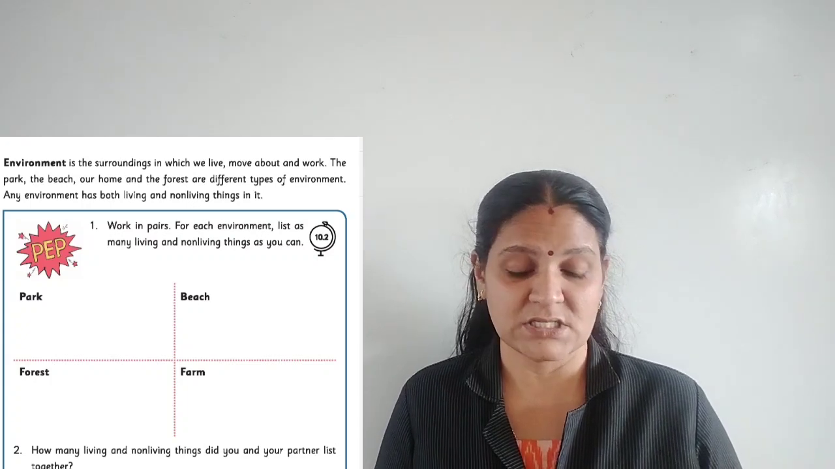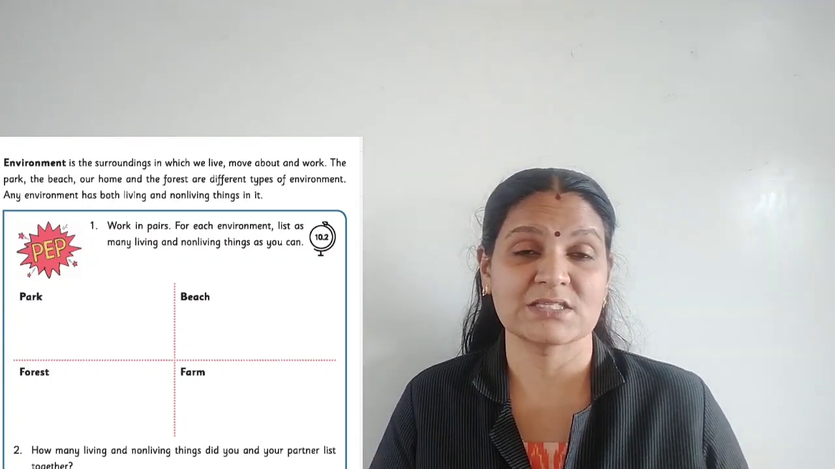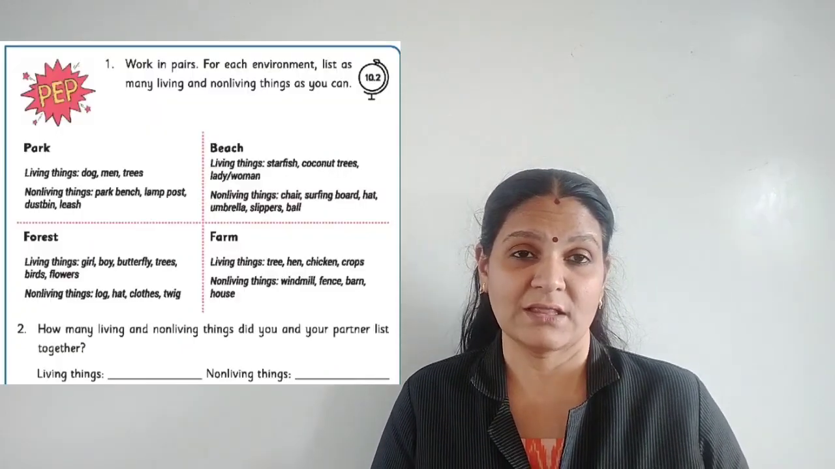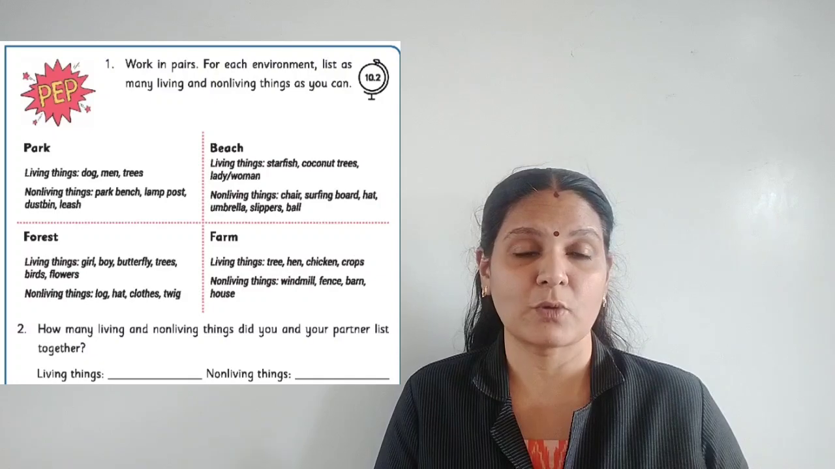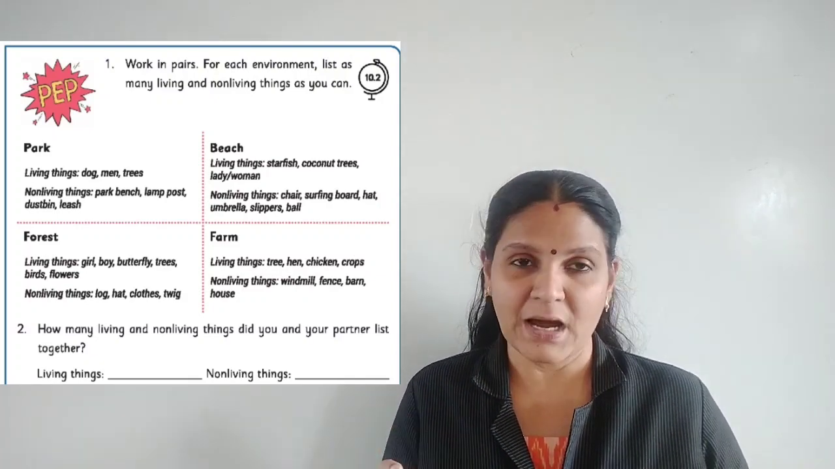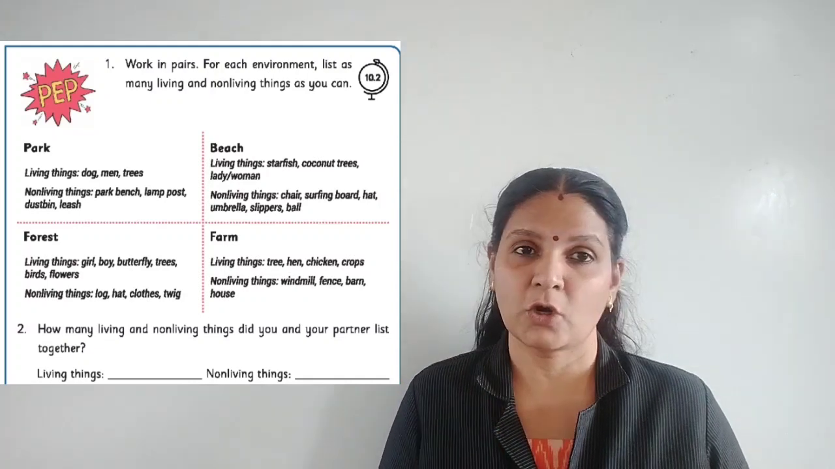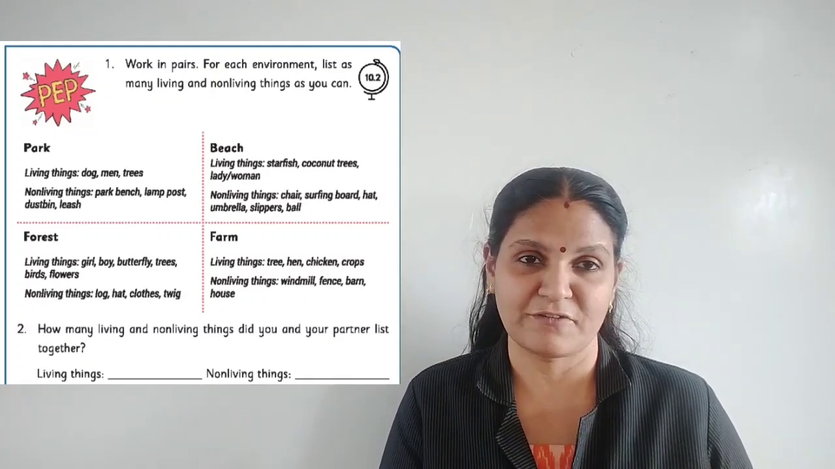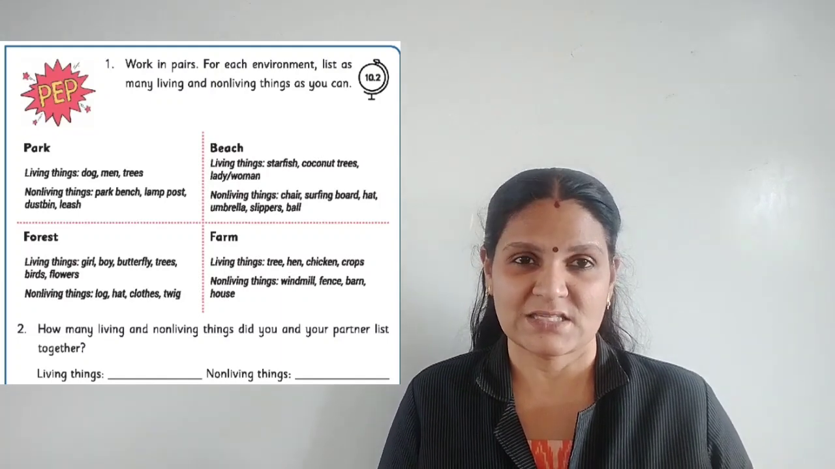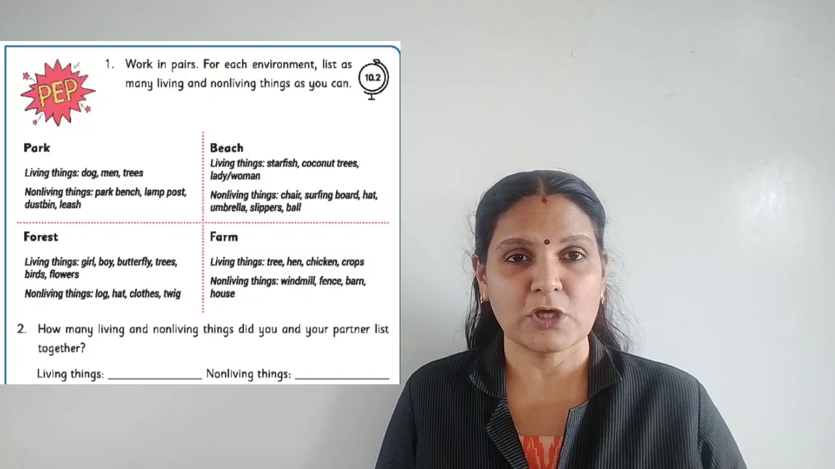So in activity 10.2 you can write what are the living things that you can observe in those 4 pictures. Each picture you will have to write separately. In the park, what are the living things that you can see? What are the non-living things that you can see? In the same way, in the beach, forest and farm, you can write it separately. So this is a simple activity. You can do it by yourself.